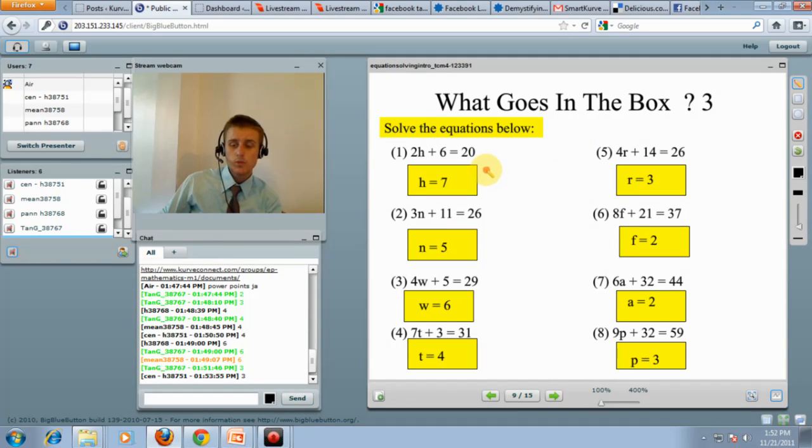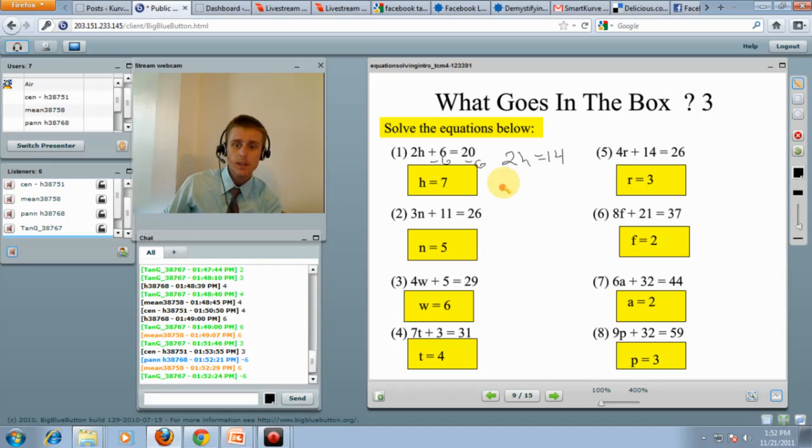Okay. This is 1 through 8 of these combined equations. The first thing we do in number 1 is subtract each side by what number? Correct. Subtract by 6, which gives us 2h equals 14. And then we divide by this 2, crossing that side out and giving us h equals 7.